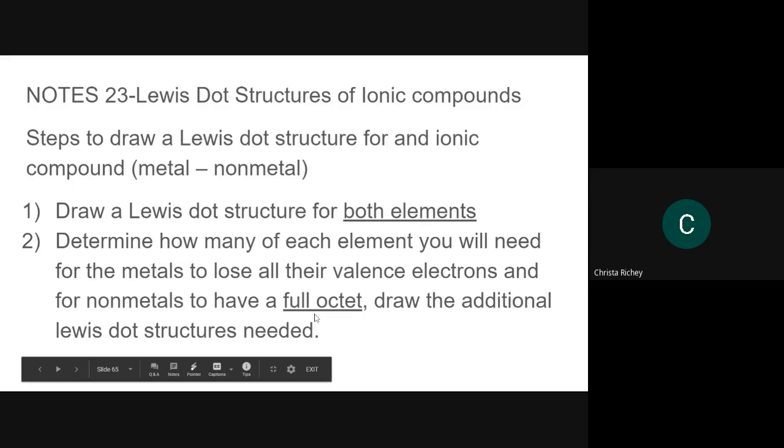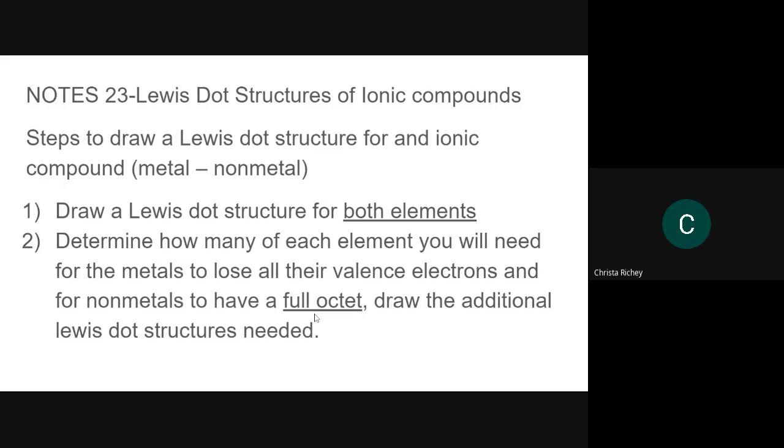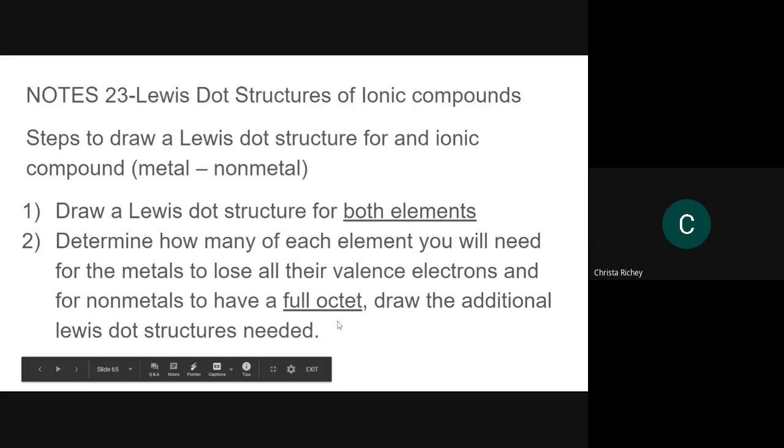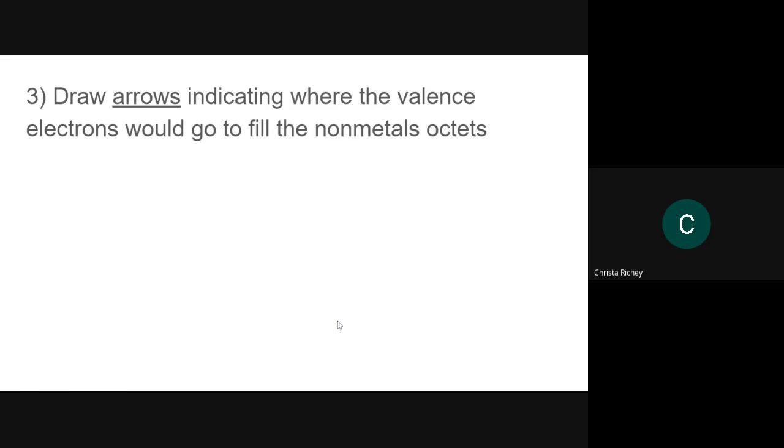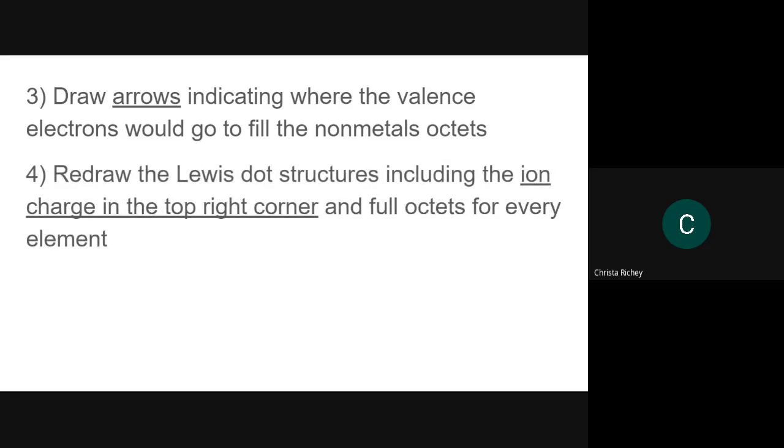And then we're going to go from this to this. Just depends on how many you need. You're going to draw an arrow showing where your electrons are going to. They go from the metal to the non-metal. The non-metals are the thieves. The metals are getting bullied and picked on. And then once you figure out where everything's going to go, you just redraw it.